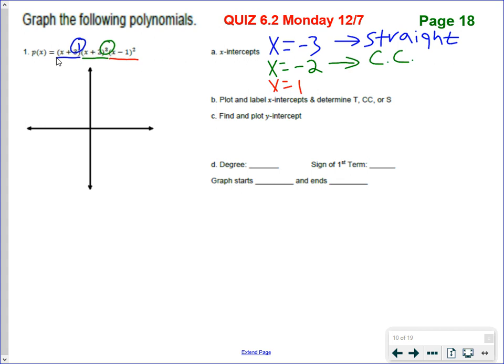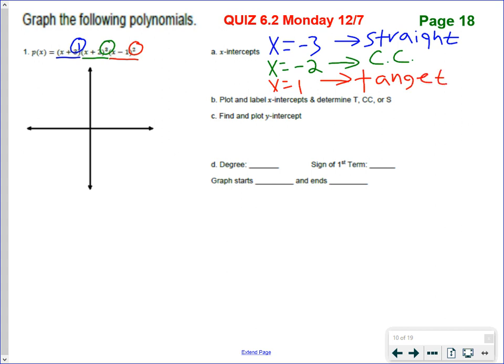And lastly, we have the one in red. We have the x-intercept x equals 1. In the factor here, x minus 1 is raised to the second power. 2 is an even number. And we said in the previous slide that if the factor is raised to any even number, it's going to be tangent or it will bounce at that point.